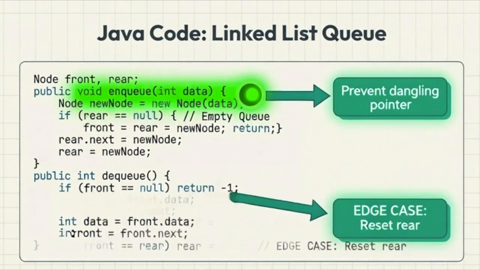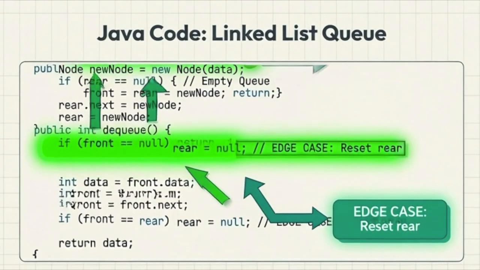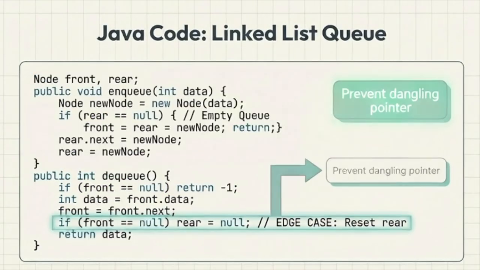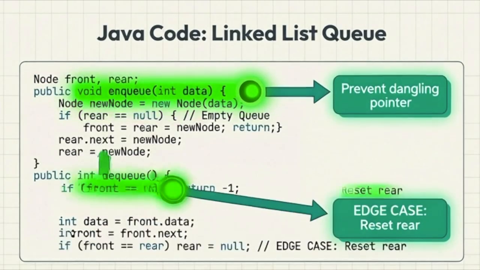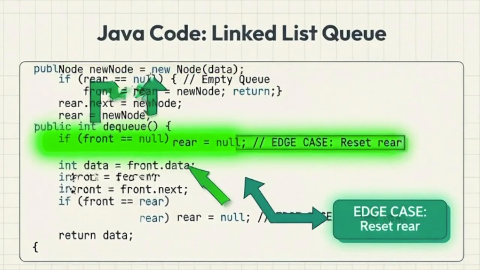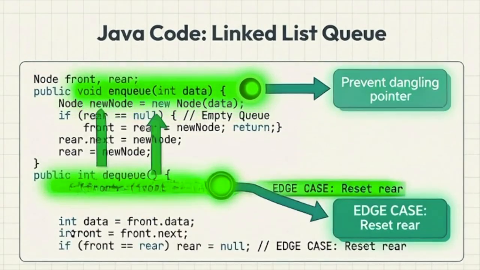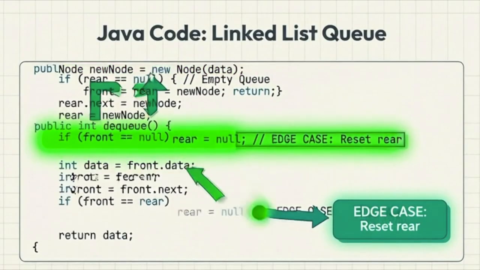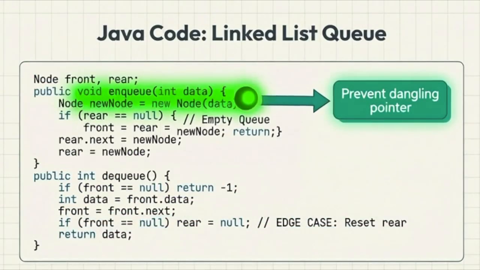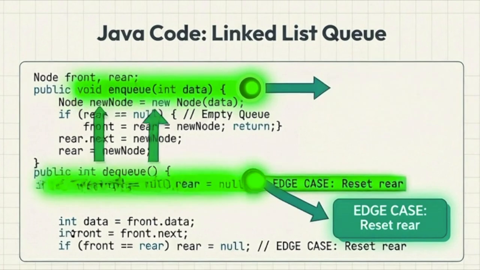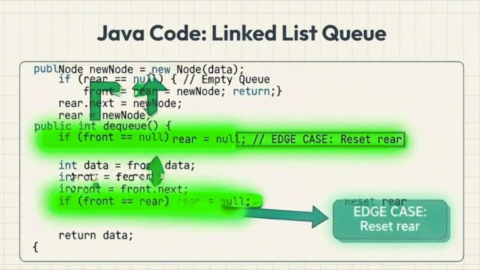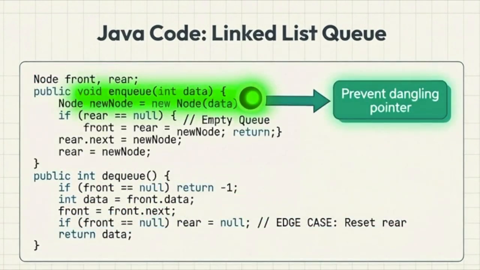We maintain a front pointer and a rear pointer. For enqueue, create a new node. If the queue is empty, both front and rear point to this new node. Otherwise, we link the current rear to the new node and update rear to point to the new end. For dequeue, we take data from front, then we move front forward: front = front.next.